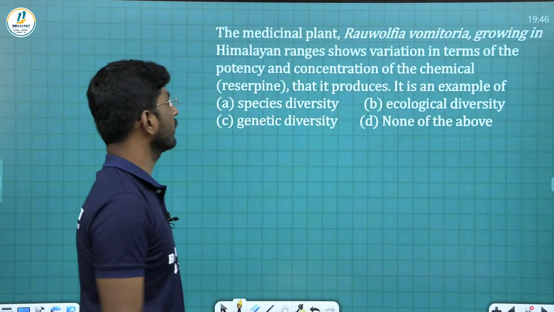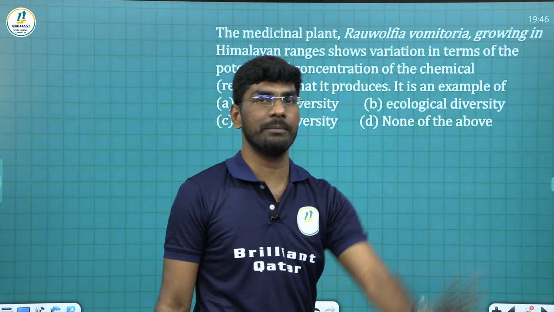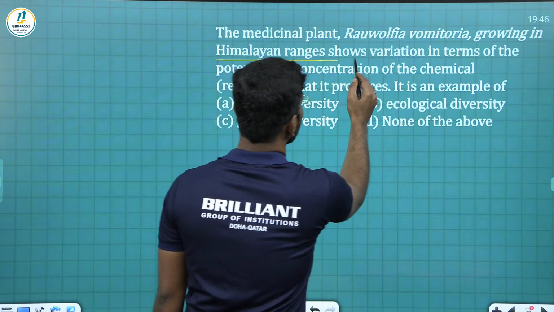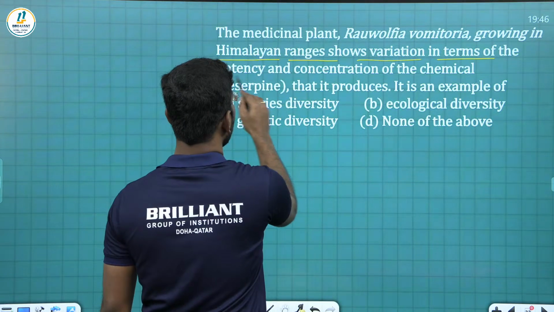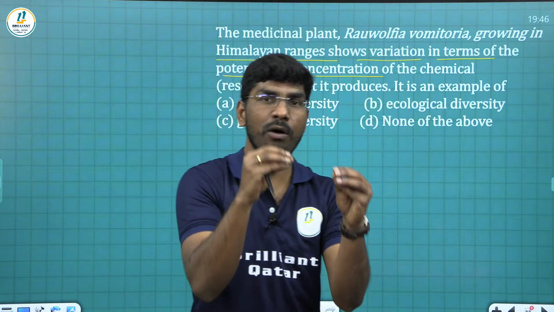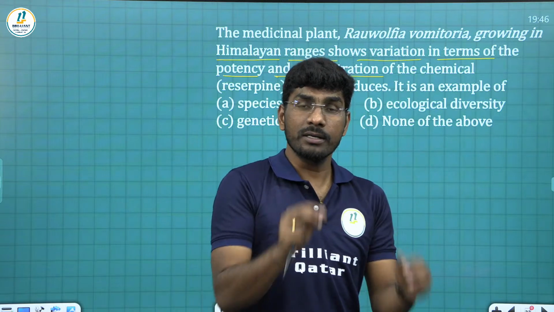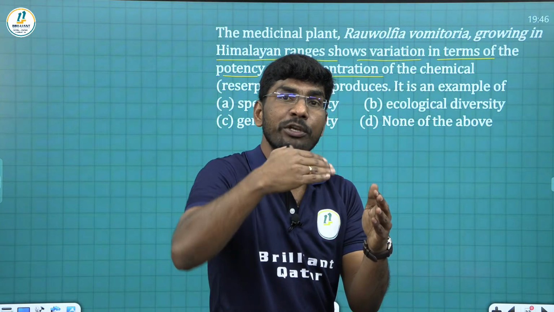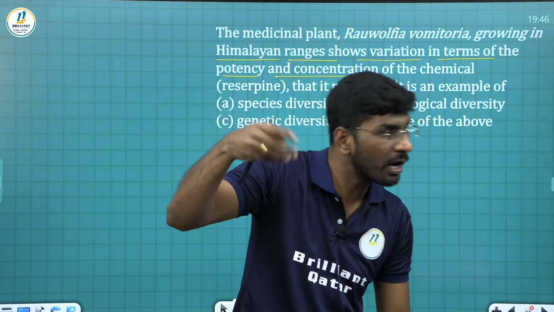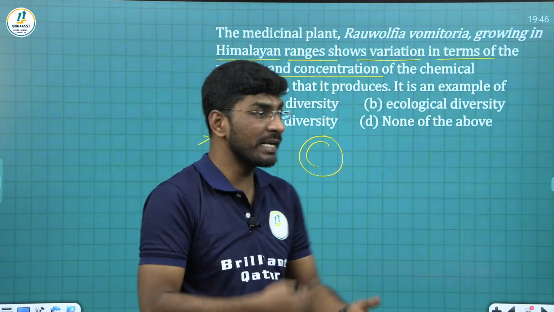What about this question? The medicinal plant Rauwolfia vomitoria growing in the Himalaya range shows variation in terms of potency and concentration of a chemical. If you recall, the Rauwolfia vomitoria root gives one alkaloid chemical called reserpine. Its concentration increases as you go to the top of the mountain. Same plant, so it is genetic variation. So I can go with option C, genetic variation.